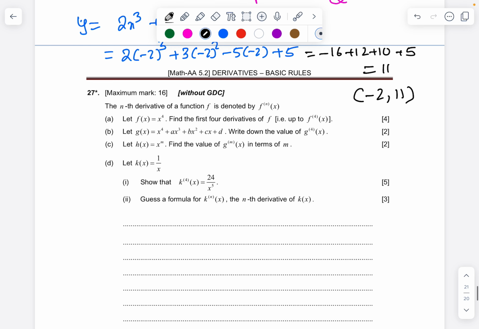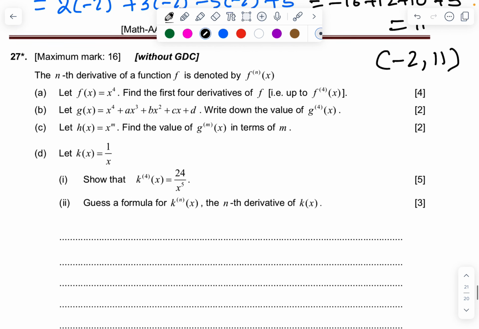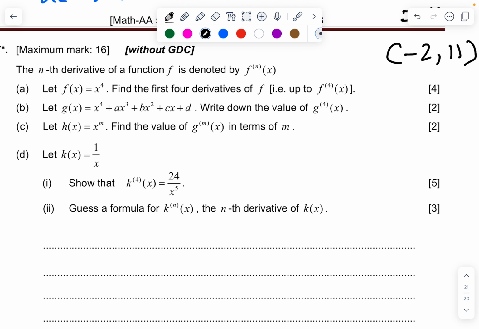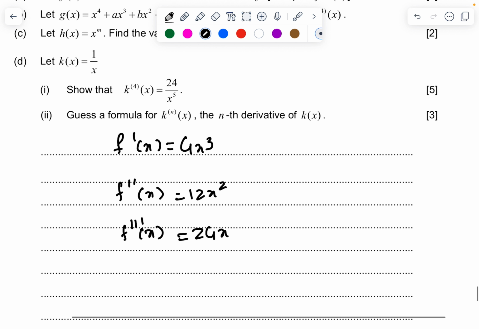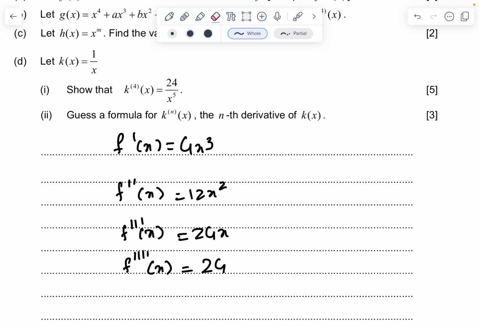Question number 27, the last question. The nth derivative of the function f of x is denoted by f n of x. For x power 4, find the first 4 derivatives. So the first derivative is going to be 4x cube. The second derivative is going to be 12x squared. The third derivative is going to be 24x. And the fourth derivative is going to be 24.